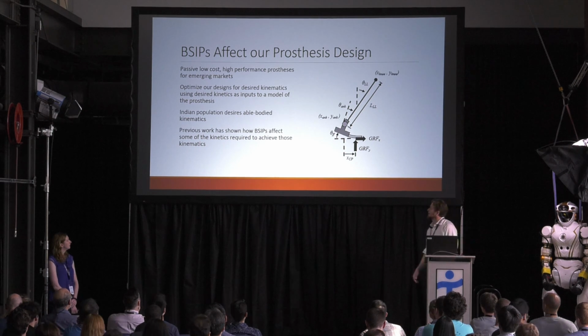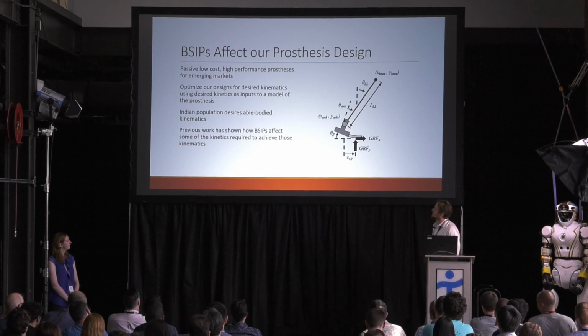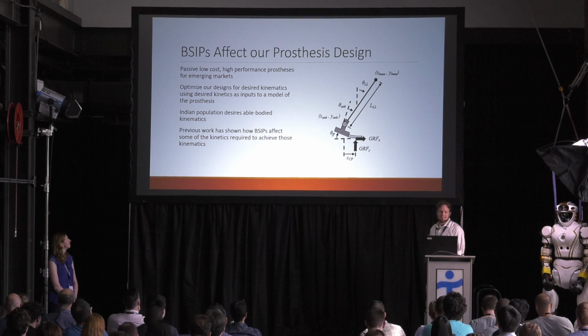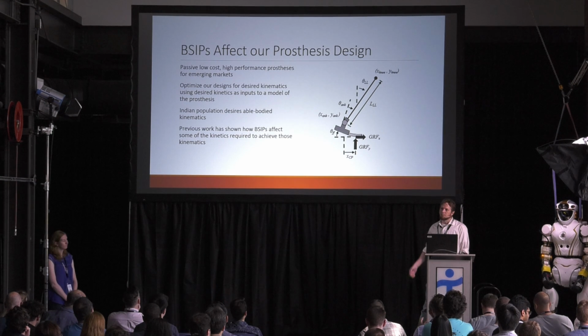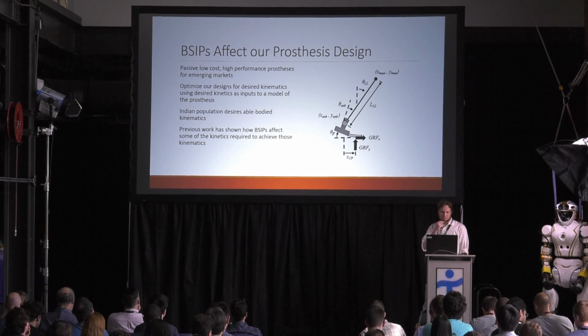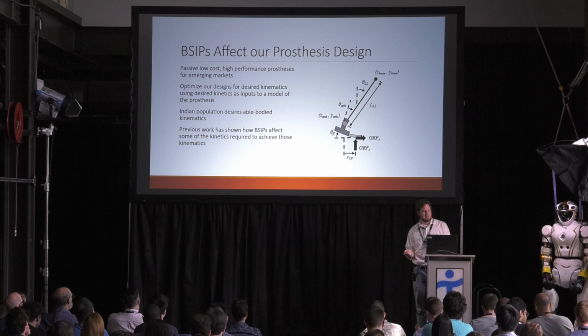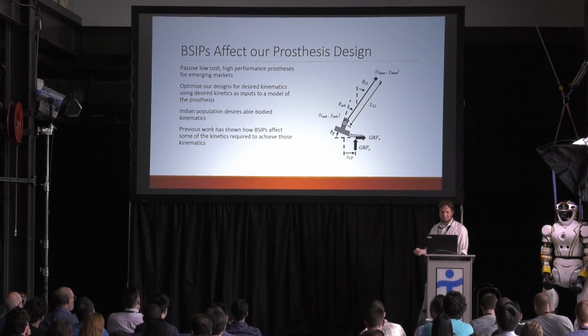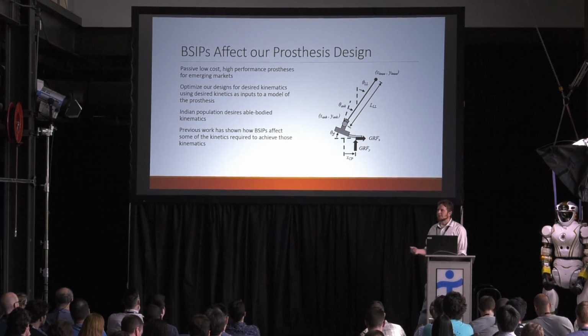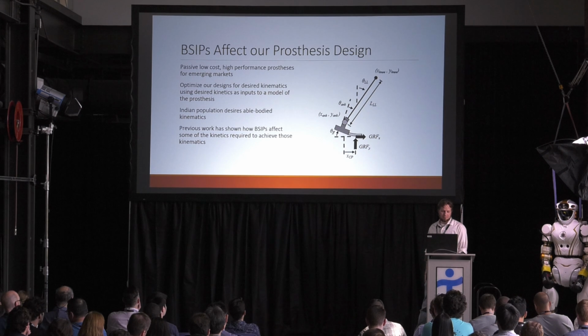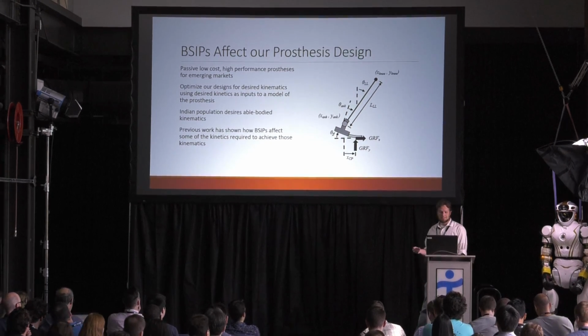One of the reasons we care about BSIPs at Gear Lab is that one of our missions is to create passive, low-cost, high-performance prostheses for emerging markets. One of the strategies we use to accomplish that is to optimize our prosthetic designs for a desired kinematic profile, using a desired kinetic profile as inputs to a model of this prosthesis. The Indian population that we are targeting a foot for desires able-bodied kinematics.